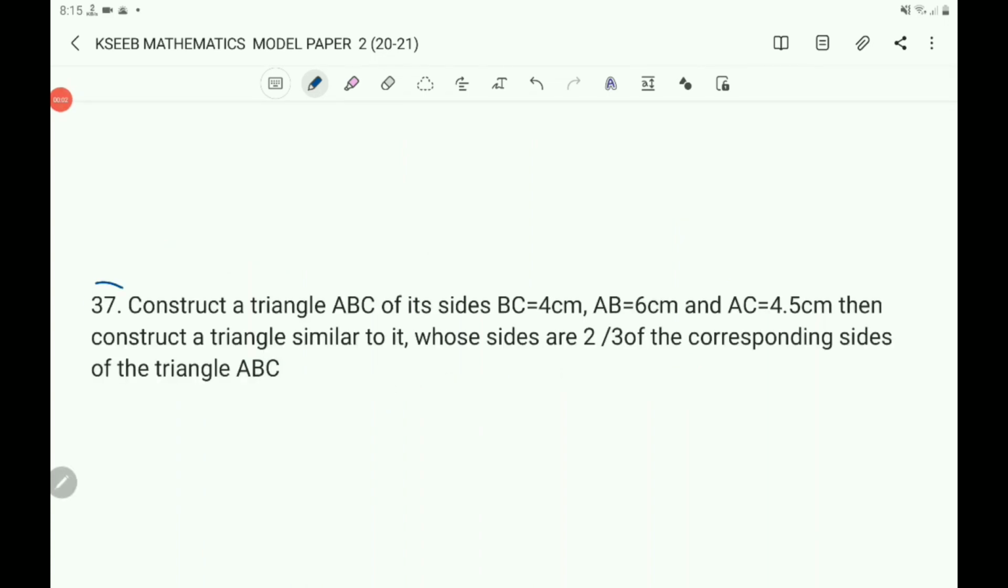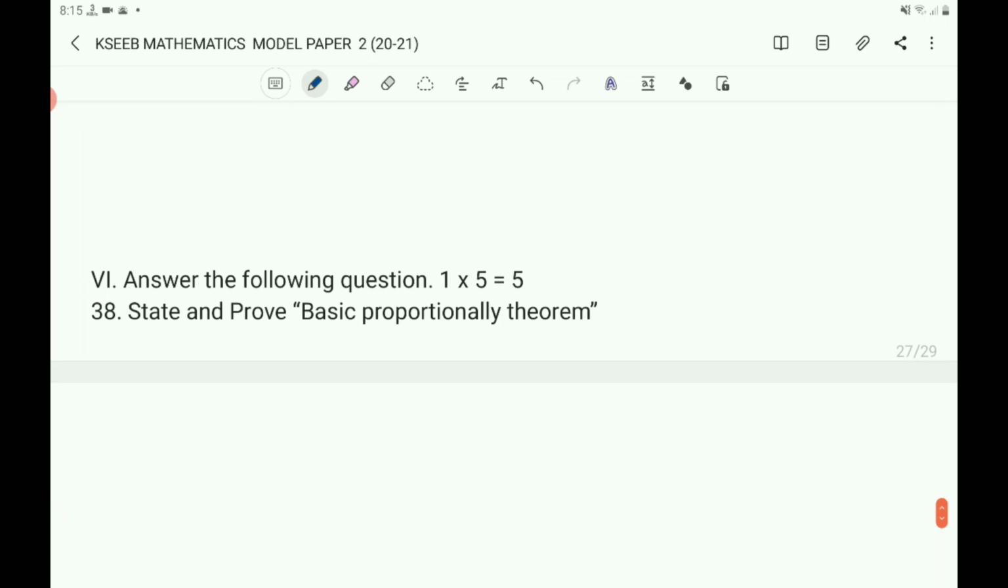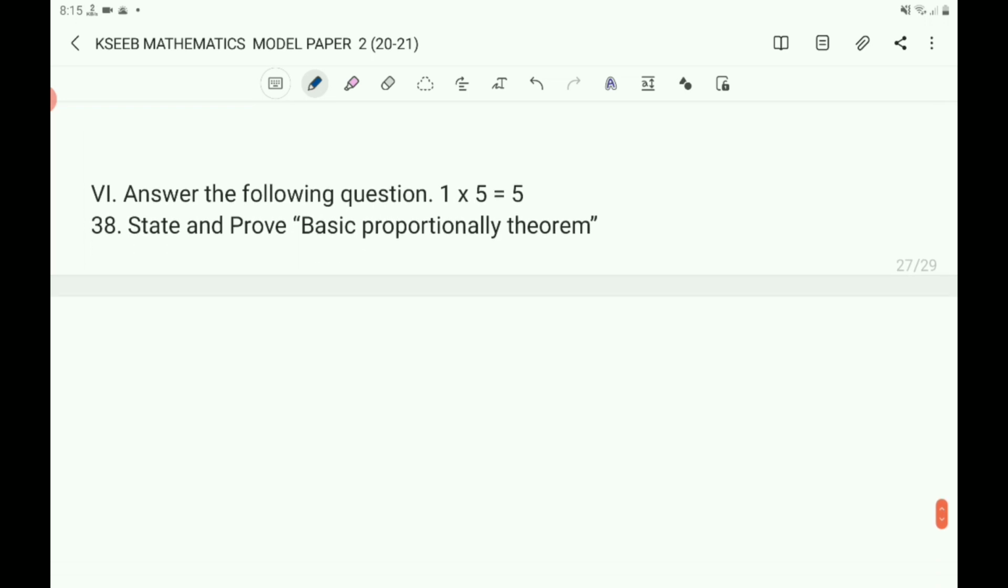Now question number 37 is a construction. Let us do the construction in a separate video. Now let us take the sixth main question. Answer the following question, 5 marks question. One question is there. State and prove basic proportionality theorem. Basic proportionality theorem is nothing but the Thales theorem. So you write the statement of the Thales theorem and prove this.